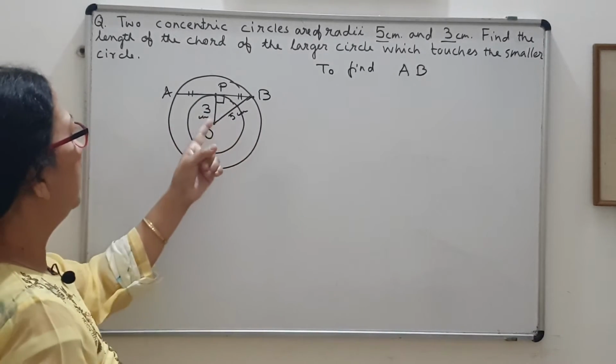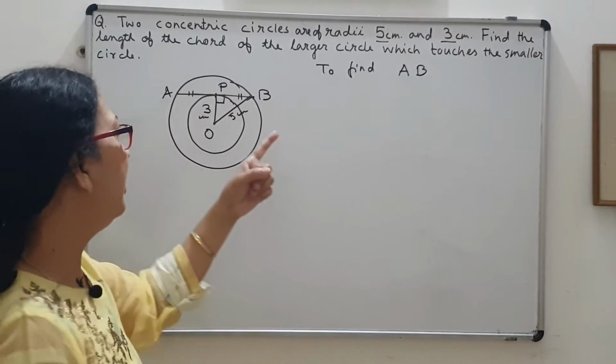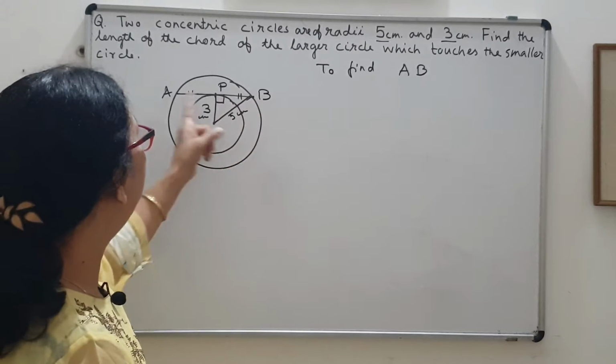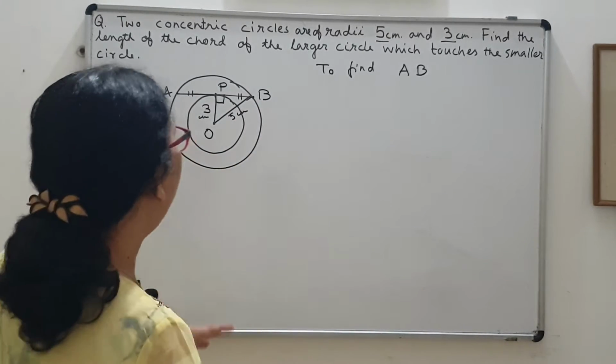You know 3, 4, 5 is a Pythagorean triplet. So PB will be 4 centimeter, and since PB is half of AB, AB will be twice of 4, that is 8 centimeter. In this way we get the answer. So how will you write it?